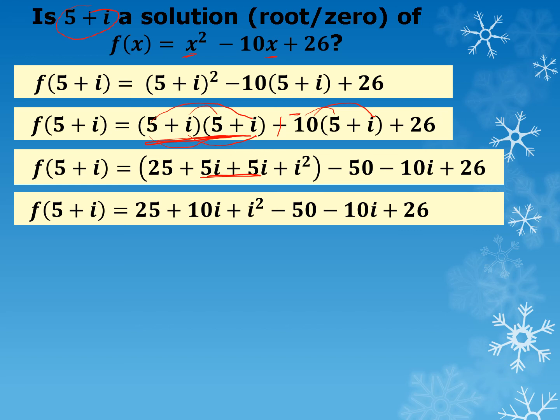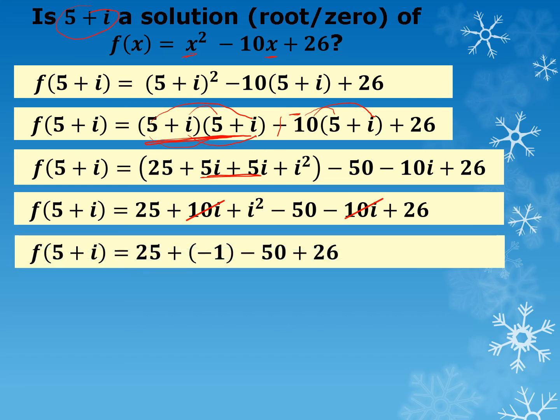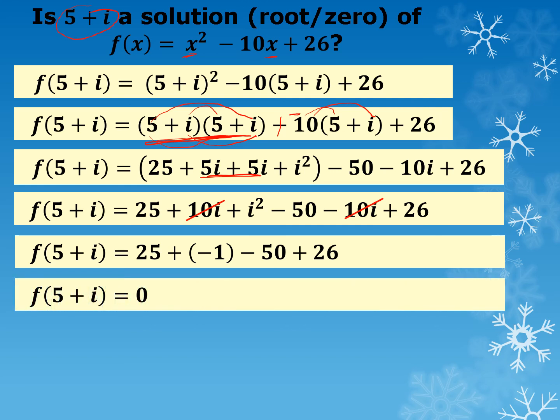Ooh, what do you notice is going to happen? That's right, 10i cancels out with negative 10i. But I also know i squared is negative 1. So that gives me 25 plus negative 1 minus 50 plus 26. Now we just add left to right. So 25 minus 1 is 24. 24 minus 50 is negative 26. Negative 26 plus 26 is 0. So since I plugged it in and I got a 0 value, that means it's a solution, root, or zero. So yes, 5 plus i is a root.